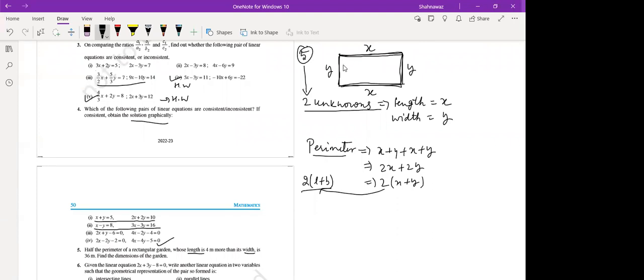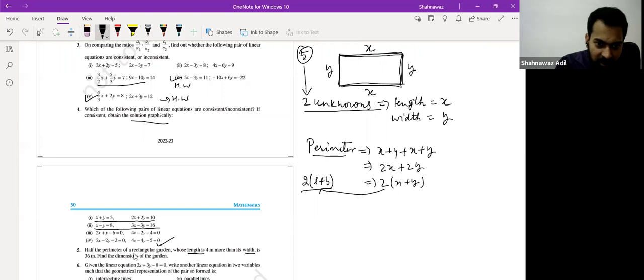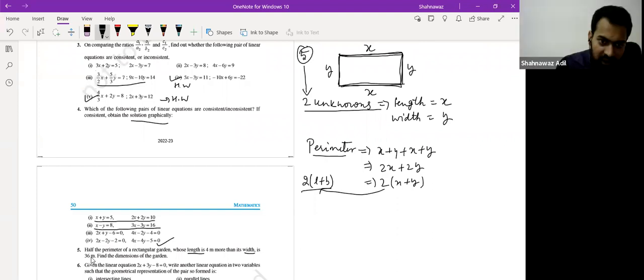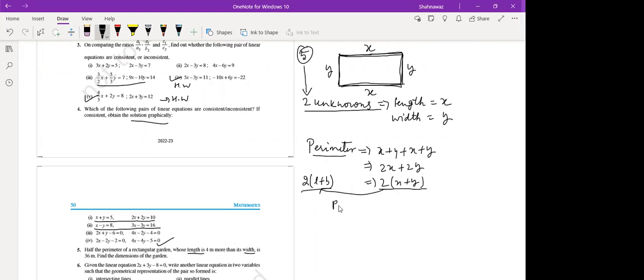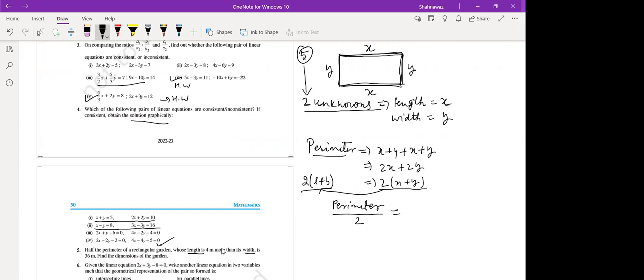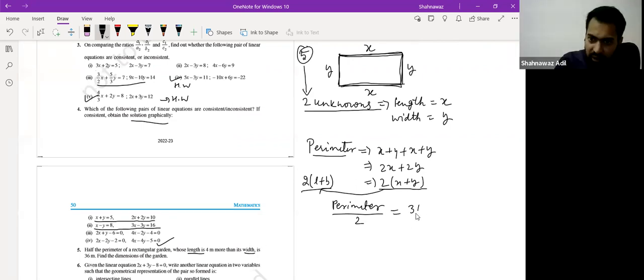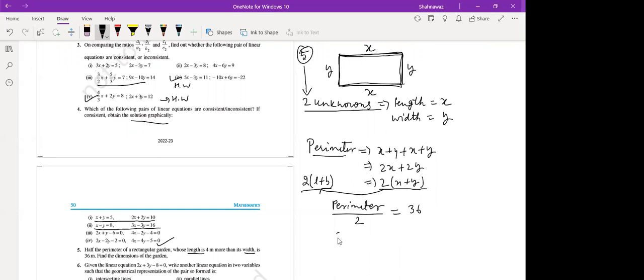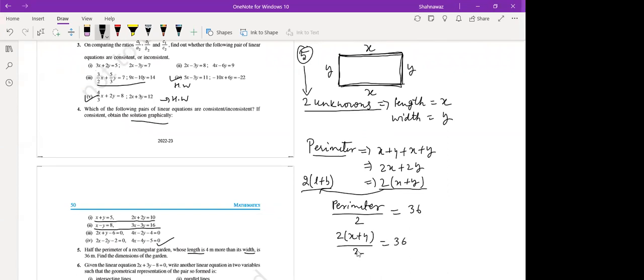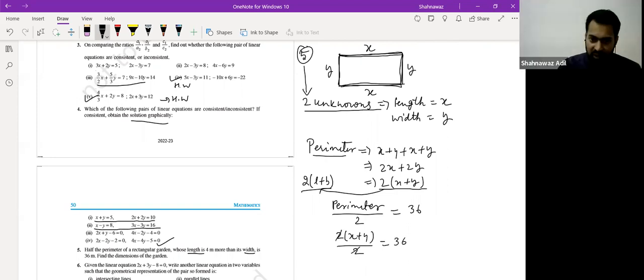Half the perimeter of a rectangular garden is 36 meters. So half the perimeter, so the perimeter divided by 2 is 36. So 2 times x plus y, divided by 2, is 36. So this cancels, and we have the first equation.